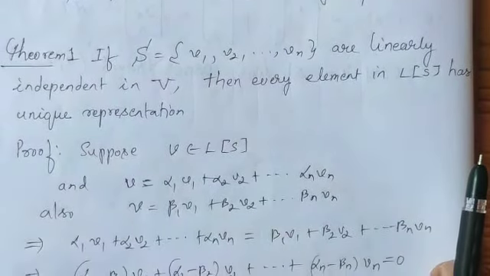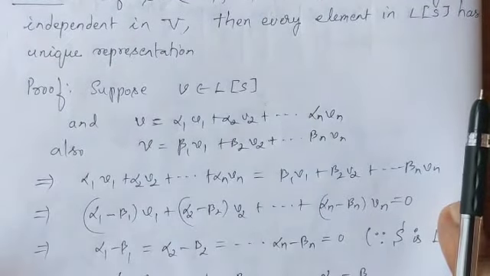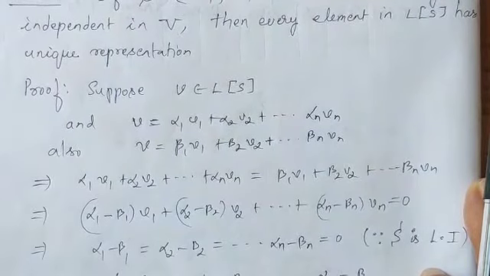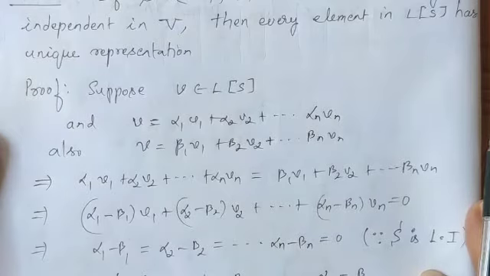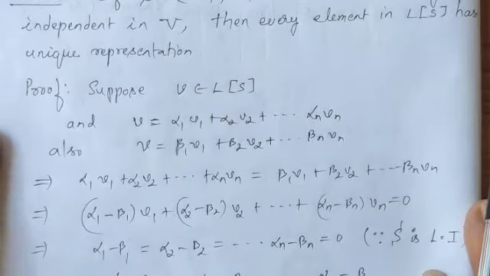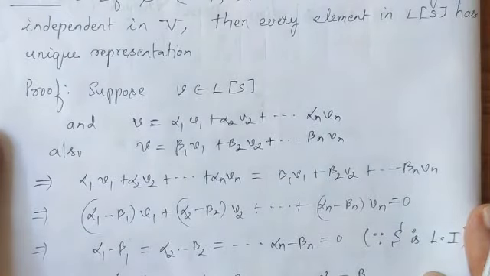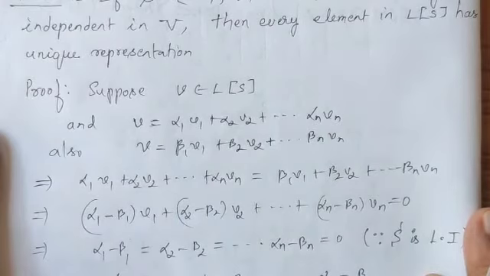The proof is: suppose V belongs to L of S, then we know that V is a linear combination alpha 1 v1 plus etc. alpha n vn. If V is also in the form beta 1 v1 plus beta 2 v2 plus etc. beta n vn, then we have to prove that the weights of v1, v2, etc. are the same. That means alpha 1 is the same as beta 1, alpha 2 is the same as beta 2, etc., alpha n is the same as beta n. Then only is the representation unique.